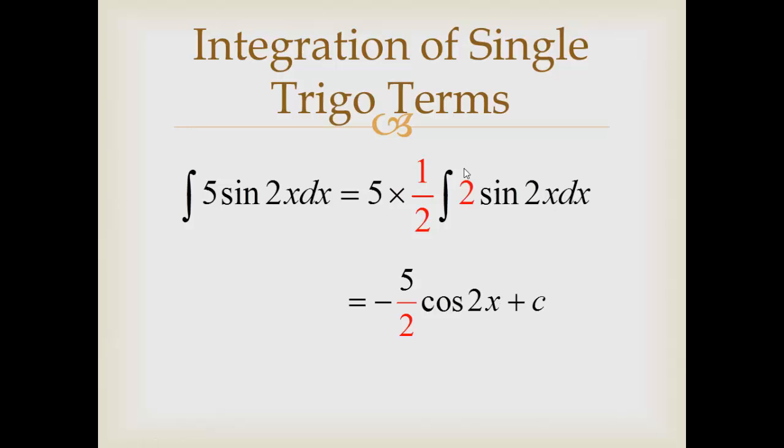So now, integration of sine 2x will then yield minus cos 2x. And we copy the 5 over 2 in front of the integration sign, and then there is a plus c.